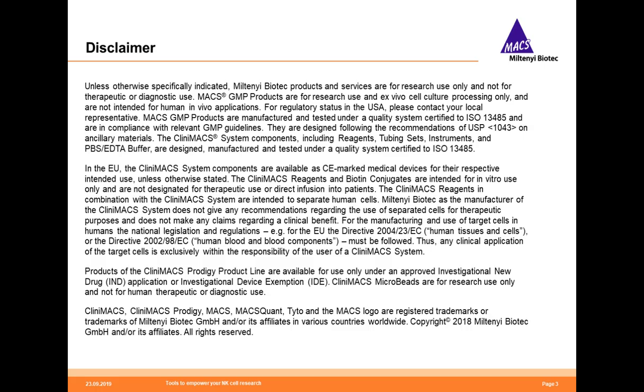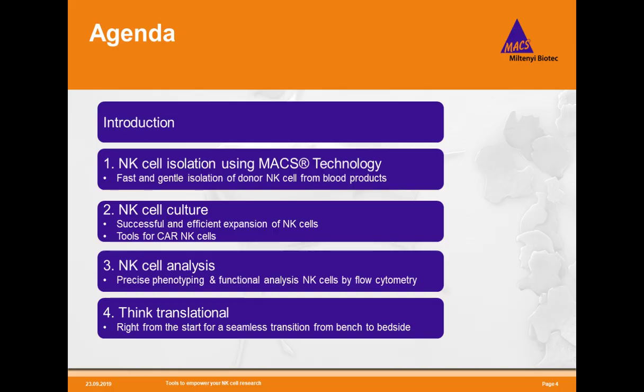So let's start. First, this is just an important disclaimer that states that unless otherwise specifically indicated, Miltenyi Biotec products and services are for research use only and not for therapeutic or diagnostic use. So just please acknowledge.